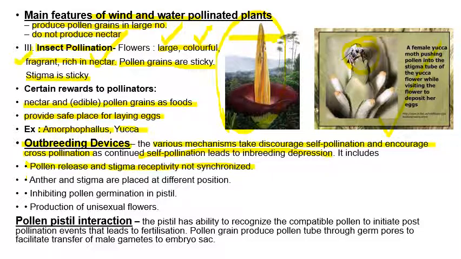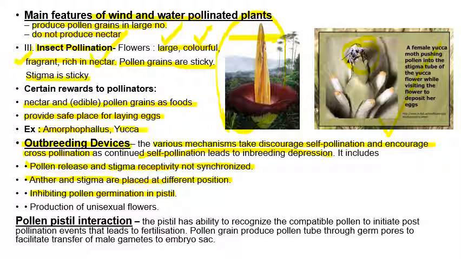Second method, anther and stigma are placed at different positions. For example, the stigma is at a higher level and the pollens are present at a very low level, so pollens cannot reach the stigma. So this is also a method by which they can discourage self-pollination. Third, inhibiting pollen germination in the pistil. Sometimes in a few plants, the pistil releases some special chemicals. By this chemical, they can show self-incompatibility. They do not allow their own pollen. So this is also a method of discouraging self-pollination.